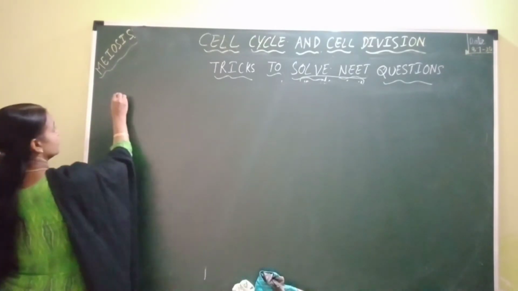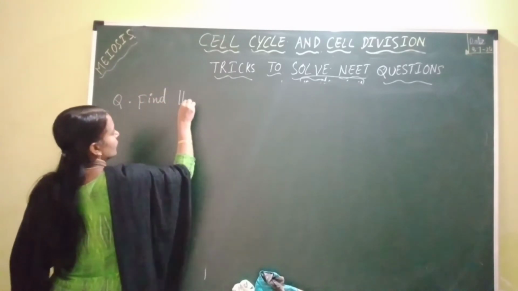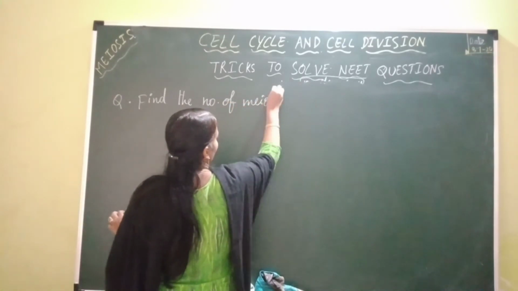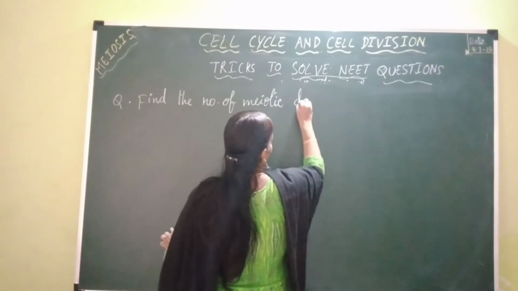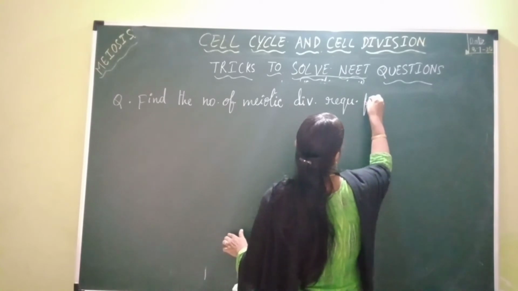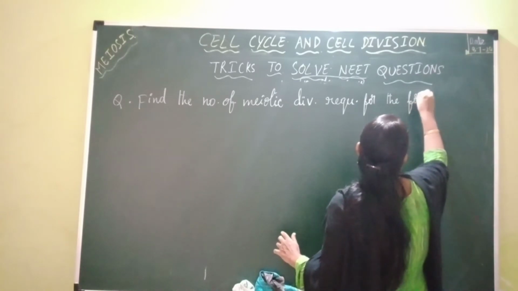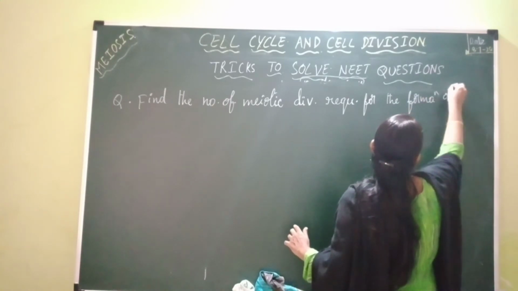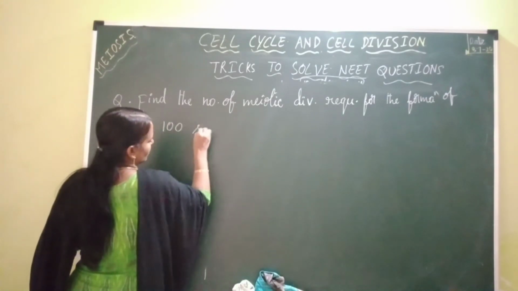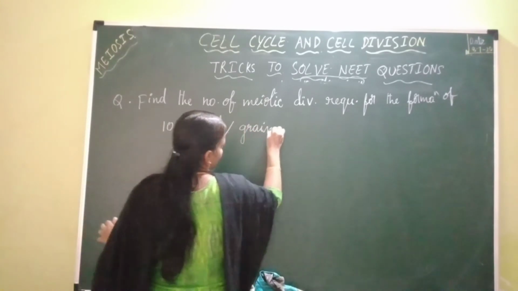Okay, another question is: find the number of meiotic divisions required for the formation of 100 seeds, or grains, or zygotes.